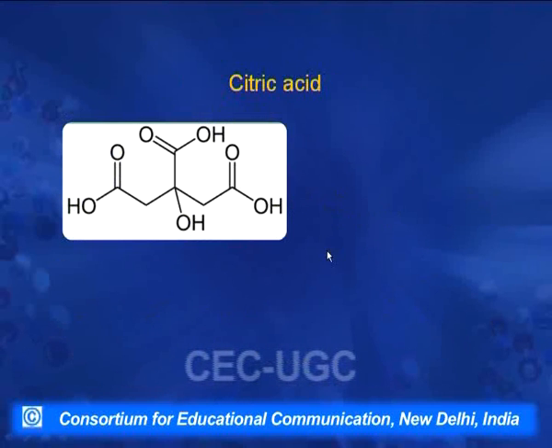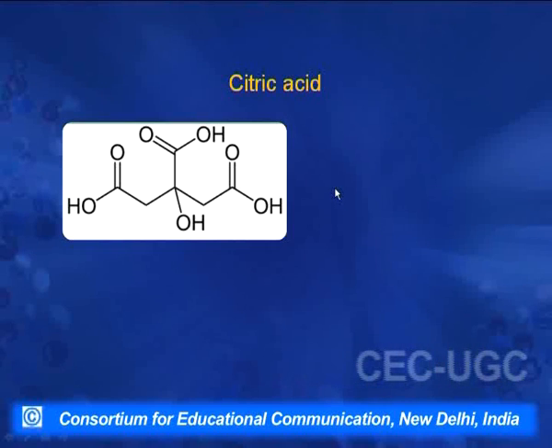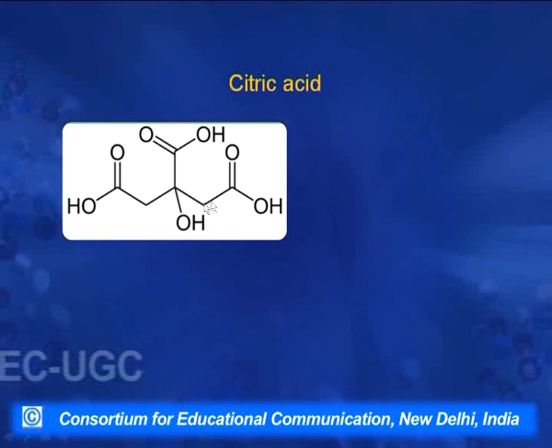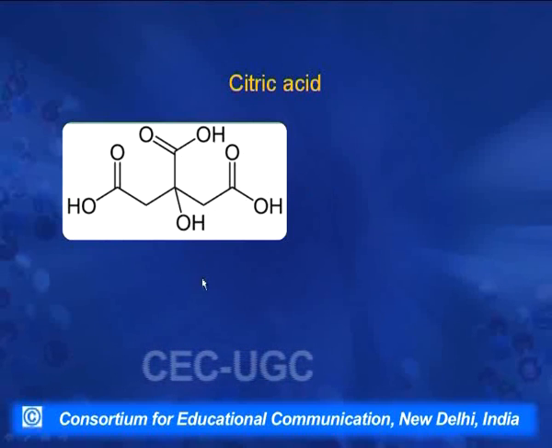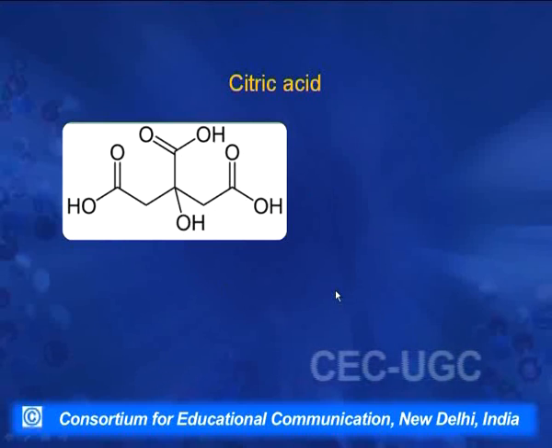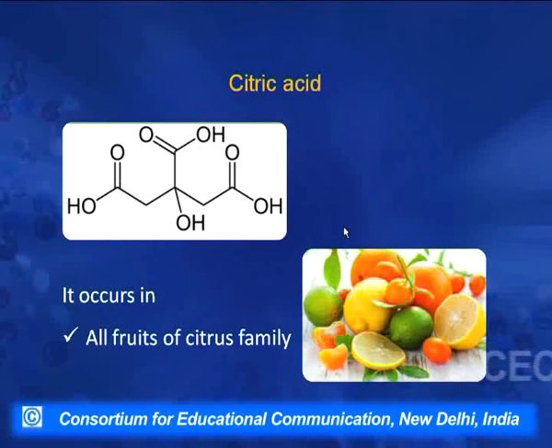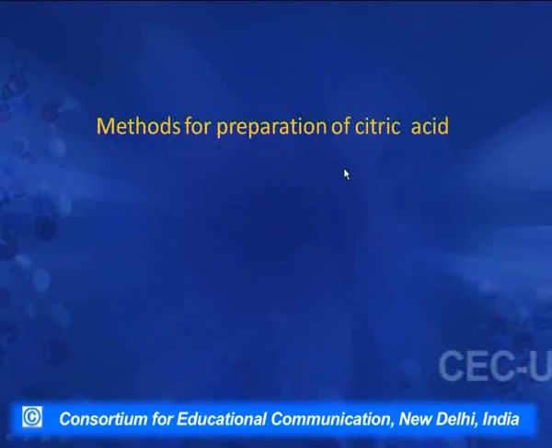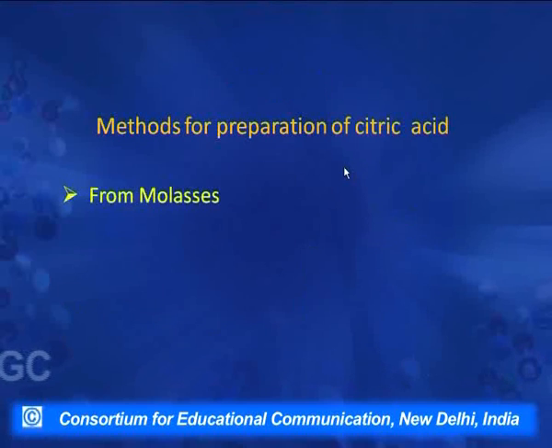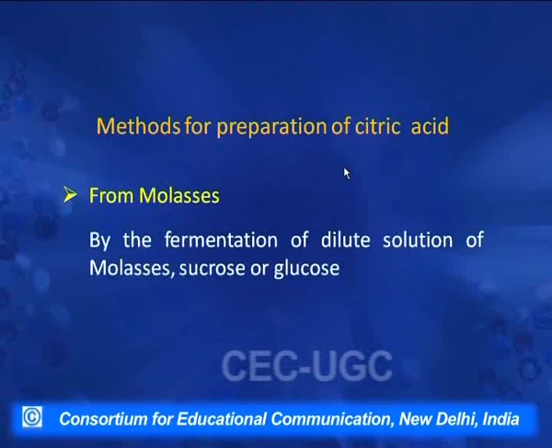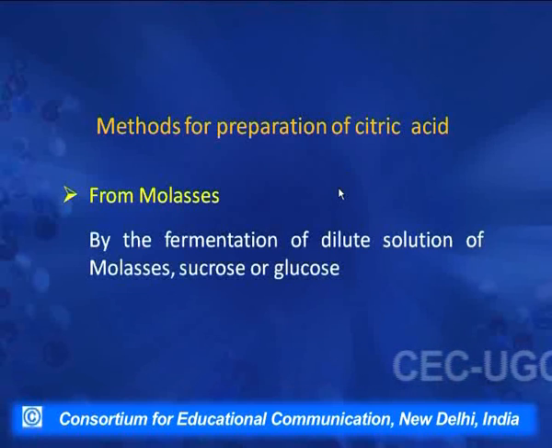Then a third important hydroxy acid we discussed briefly is citric acid. Citric acid has got 3 carboxyl groups and 1 hydroxyl group in it. It is found in all varieties of citrus fruits. All the citrus fruits contain citric acid in them. That is why they have been named as citrus fruits. Then the basic method for the preparation of citric acid includes the fermentation of molasses. Molasses is the waste of sugar industry.